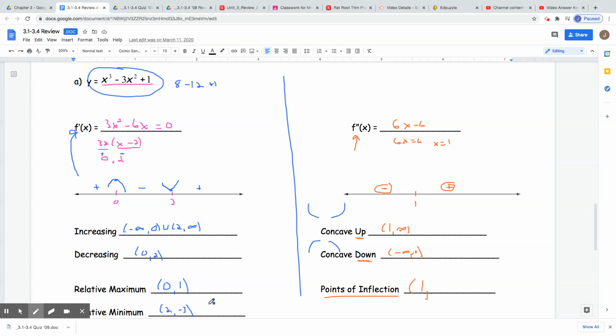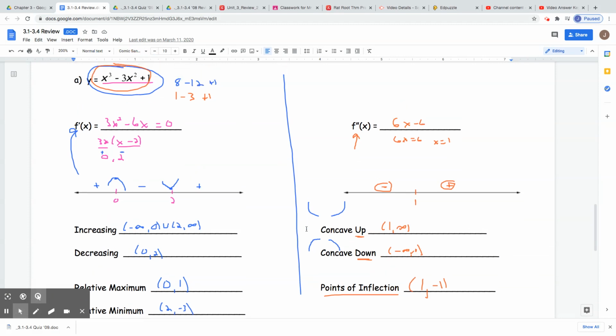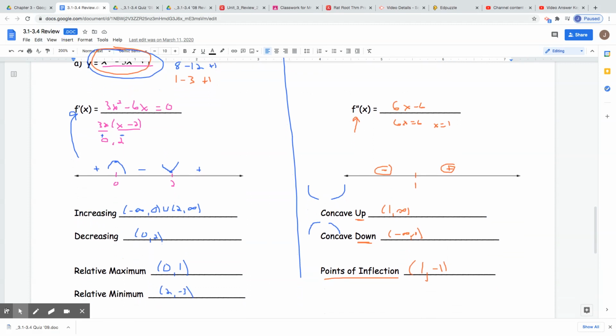And just like with the maxes and mins, to find the y coordinate, you plug into the original. So I plug in 1. 1 cubed is 1. 1 squared is 1. 1 times negative 3 is negative 3, plus 1 gives me negative 1. So that gives me all of the information we found by finding the first and second derivative.